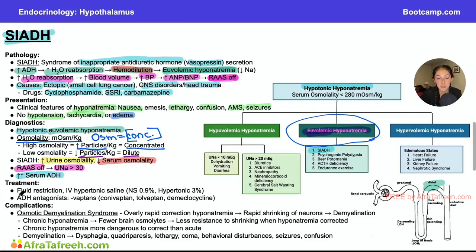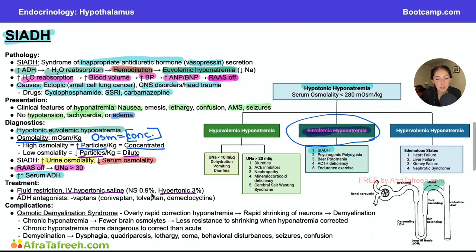Now that we've diagnosed our patient with SIADH, how are we going to treat them? Well, we can treat them with fluid restriction and IV hypertonic saline. That makes sense. If they are holding on to all of the water that we give them, we should give them less water because they won't be able to put it right in their blood and keep diluting it. Similarly, with IV hypertonic saline, you're going to want to be repleting that salt that they have diluted in their blood. So hypertonic saline is about 3%.